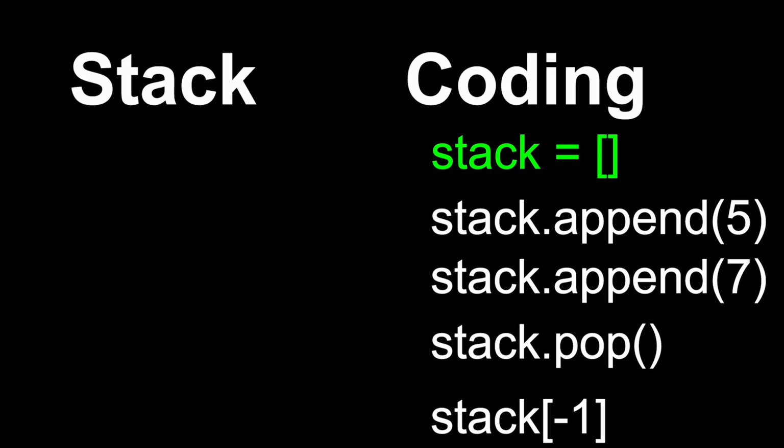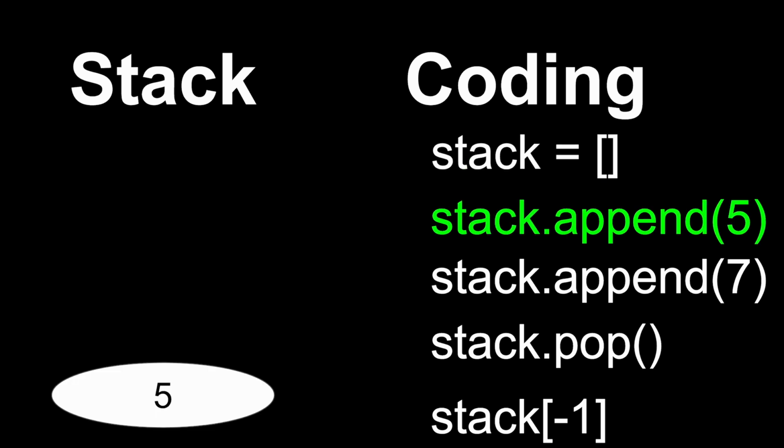Let's explore the actual behavior of a stack and integrate it with a simple example program. So in Python, when we create a stack, we use a simple array, and now the stack has no data. So we execute stack.append(5). That means this is a push operation. So push 5 into the stack. So now the stack has 5.